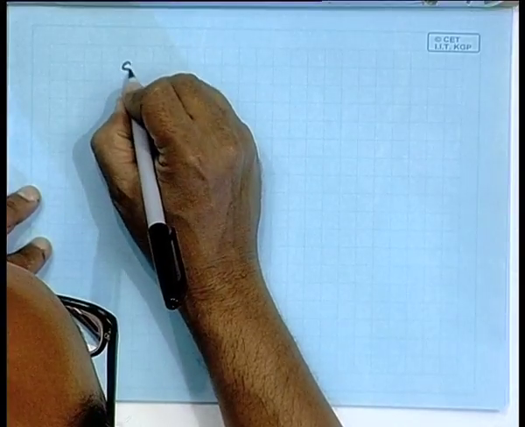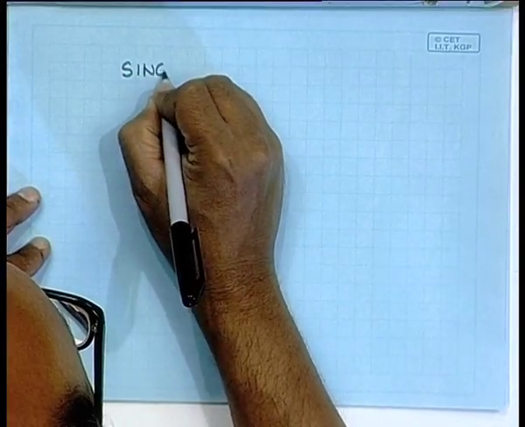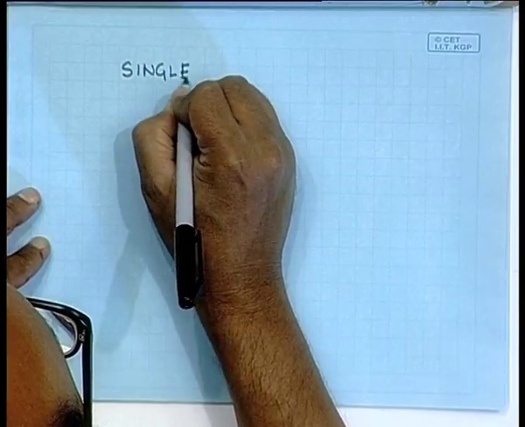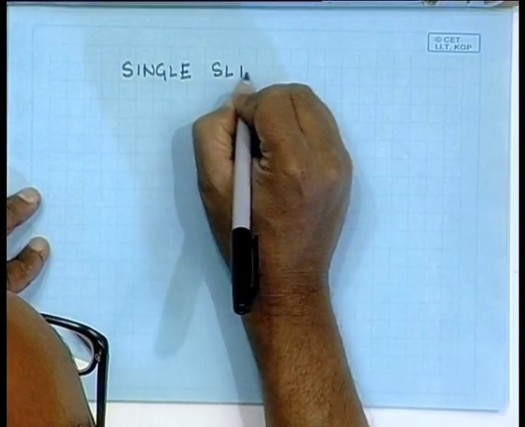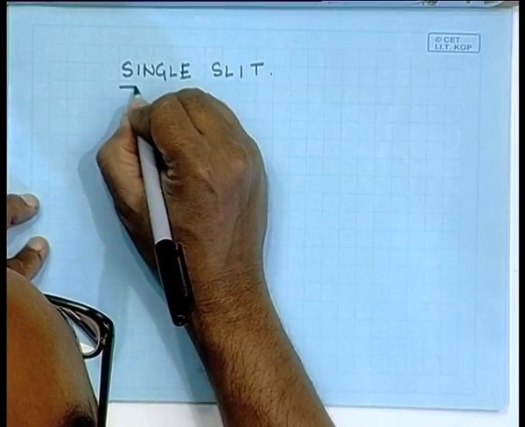So, let us now apply this prescription, the Huygens-Fresnel principle, to a particular situation. The situation that we are going to consider is as follows. We are going to consider a single slit. So, we have a slit. We are going to consider the diffraction pattern due to a single slit.